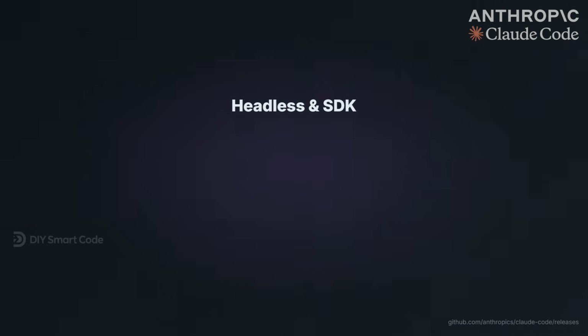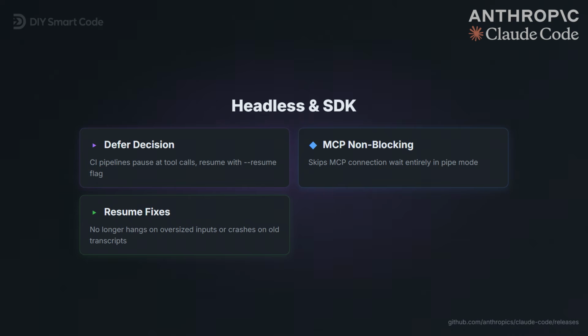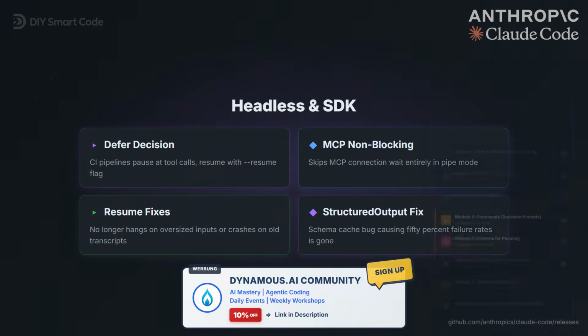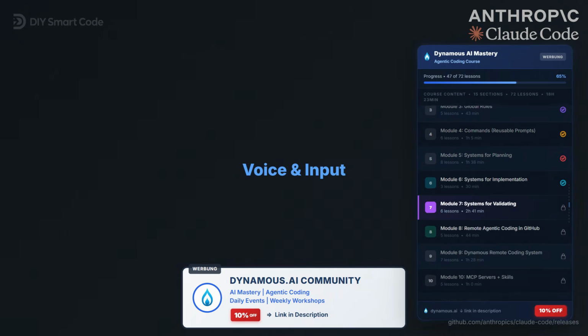Headless mode levels up. The new Deferred decision lets CI pipelines pause at a tool call and resume later with the resume flag. MCP connection non-blocking mode skips the wait entirely in pipe mode. The resume flag no longer hangs on oversized inputs, and the structured output schema cache bug, causing around 50% failure rates, is fixed. Voice mode gets 3 platform fixes.